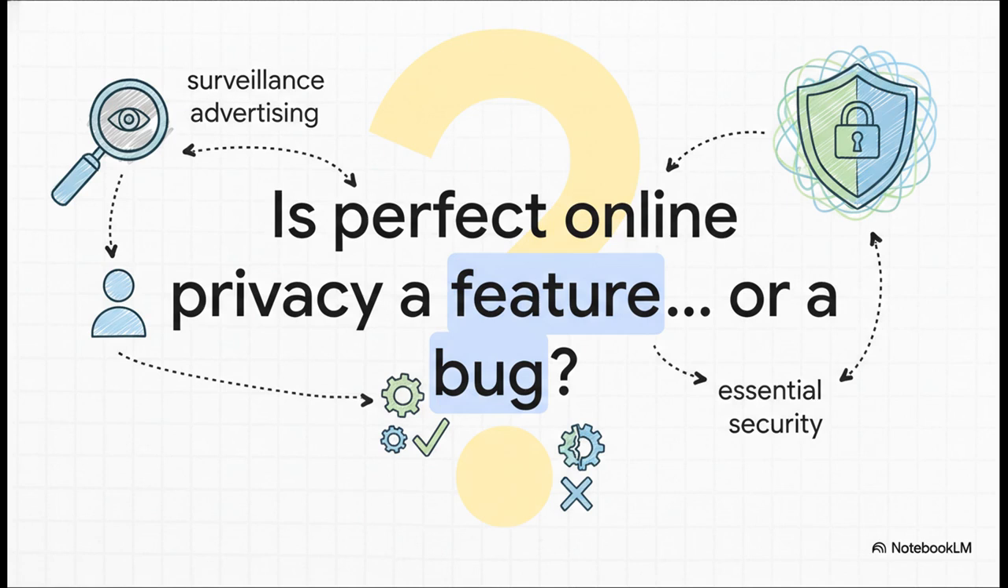And all of this leaves us with a really fundamental question. We've seen how fingerprinting is used for both surveillance advertising and for essential security. So in this digital world that we've built, is the idea of perfect, untraceable privacy a feature we should be fighting for, or is it a bug that could actually break the very systems we rely on to keep us safe? Something to think about.